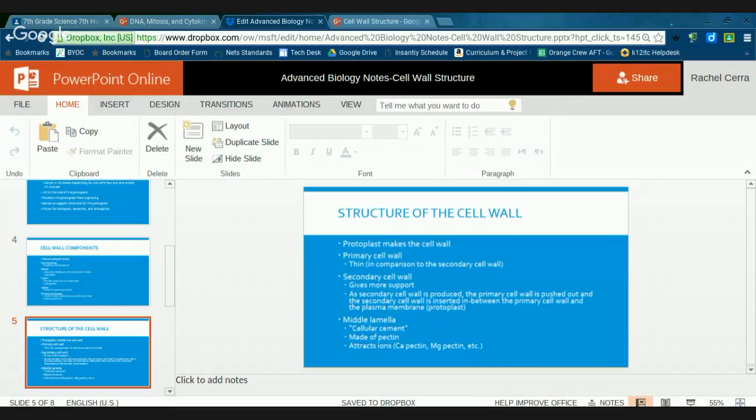Your secondary cell wall is much, much thicker, and there are reasons for that, but it's there more for the support. You could argue your primary cell wall is there more for the protection part, since it's the furthest out.